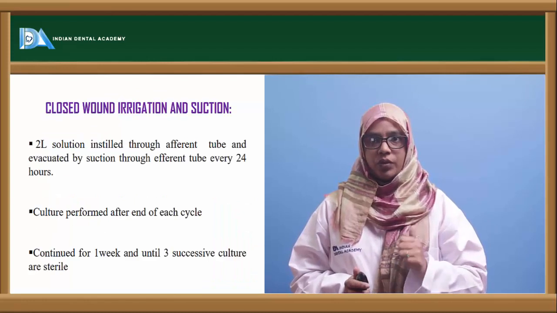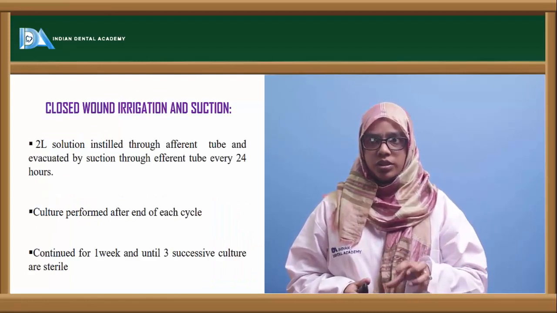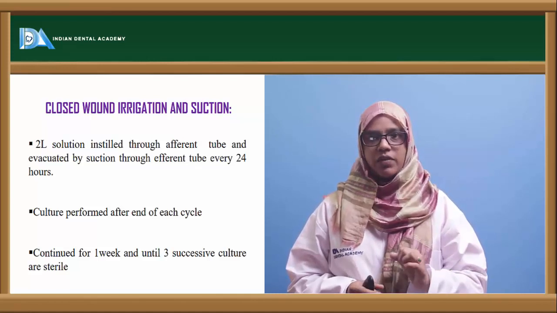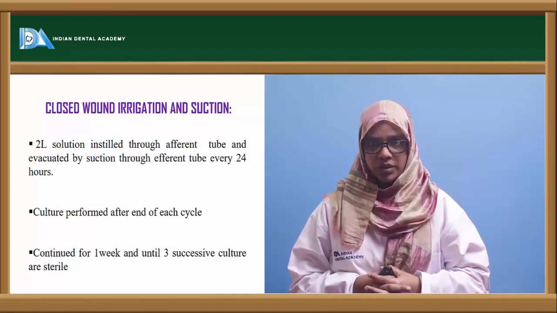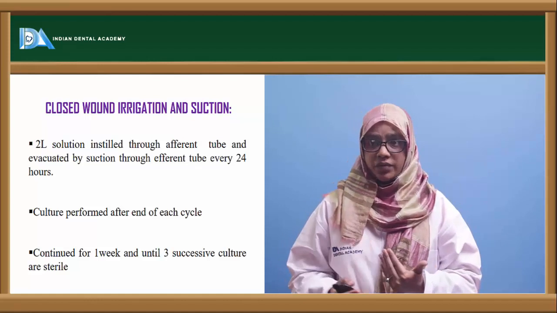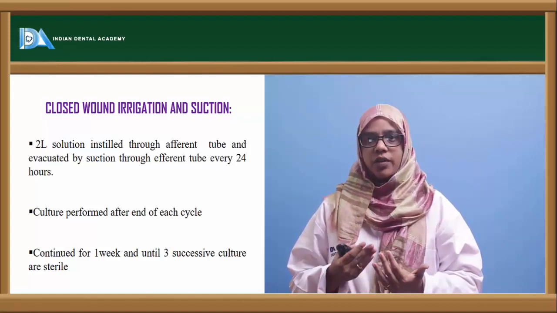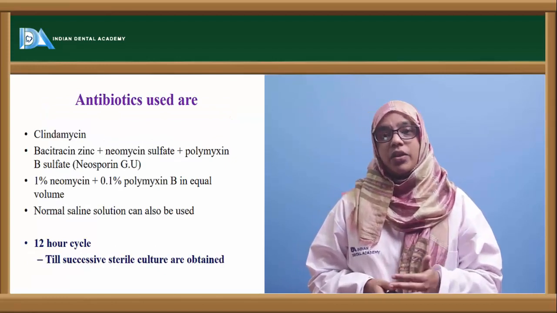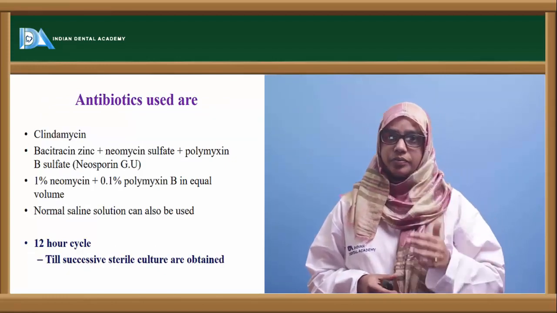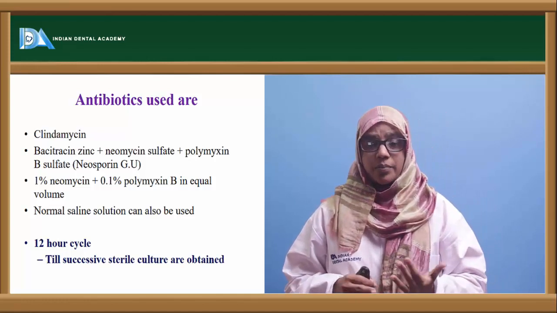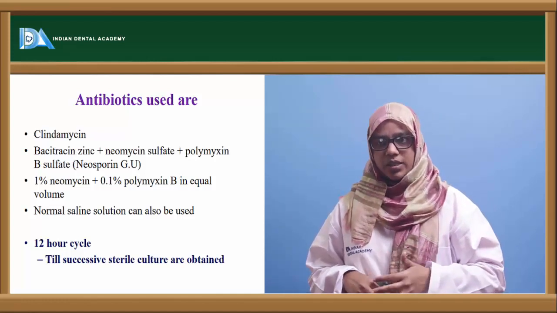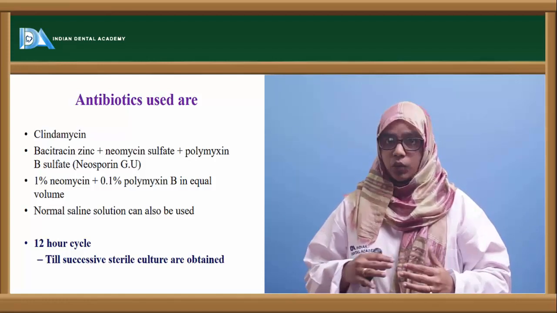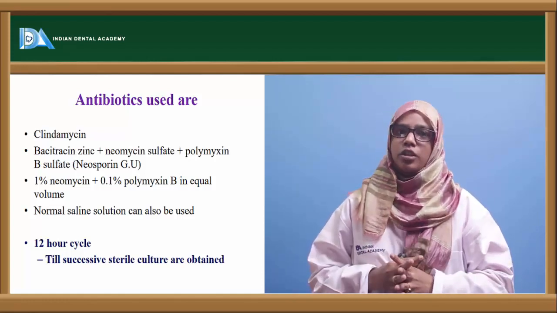it out. Okay, here 2 liters of solution is given into the cavity and is evacuated from the cavity over a period of 24 hours. Now culture is performed after every cycle, continuously after 1 week until 3 successive cultures are sterile. Now antibiotics that you could use in this case are clindamycin, bacitracin plus neomycin plus polymyxin, or neomycin plus polymyxin in equal volume. Normal saline solution can be used.